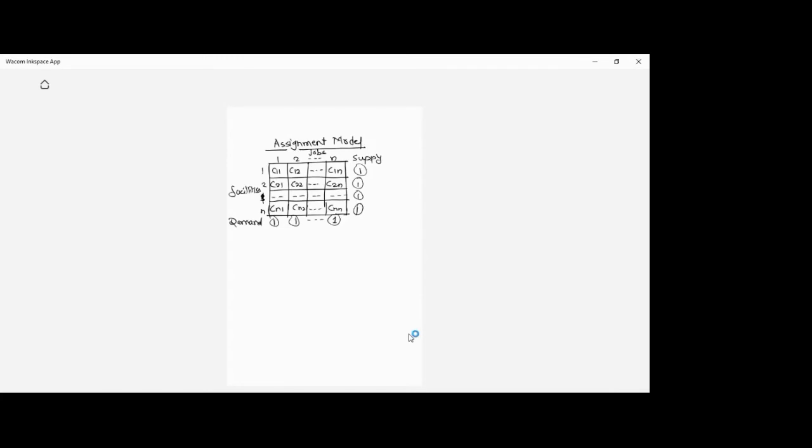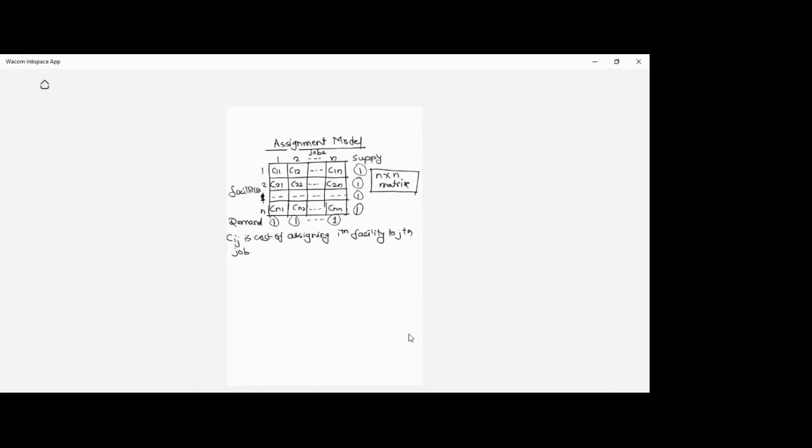One more thing we have to understand in the assignment model is that it is always an n by n matrix. It is never an m by n matrix, or if it is m by n, you will have to convert it into an n by n matrix. Either way, it is going to be n by n, and only then are we going to use the assignment model. So Cij is the cost of assigning ith facility to jth job.